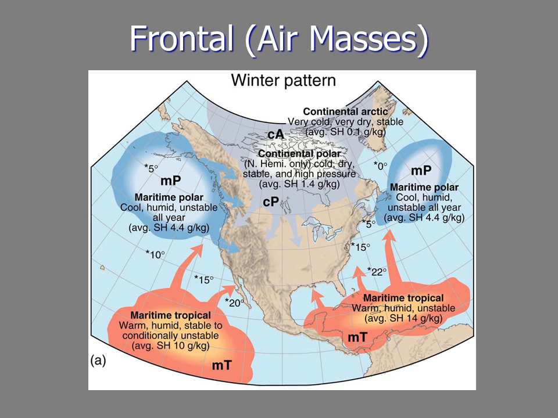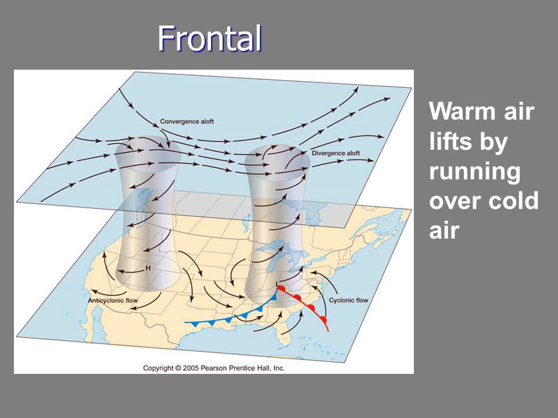Frontal air masses, we'll go into more detail about this in the lab, but the general idea is we have cold air to the north, tends to be dry. We got warm air to the south, it tends to be humid: Gulf of Mexico, Gulf of California, South Pacific. When these air masses collide, you get a frontal system. So here's an example of a frontal system.